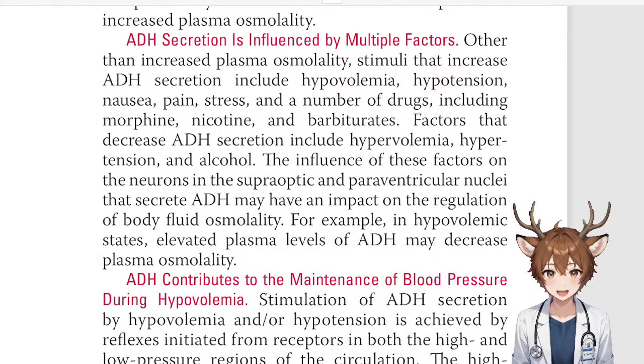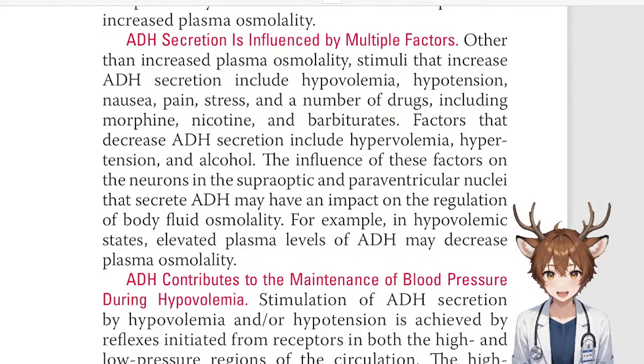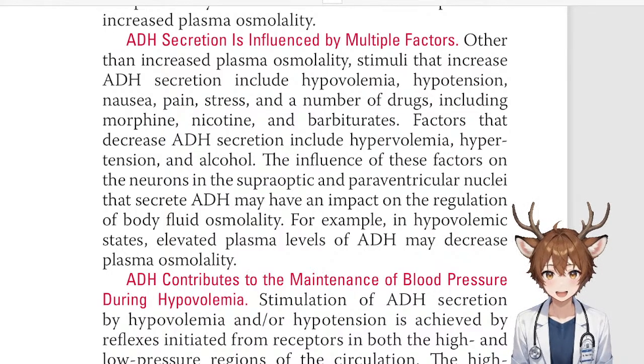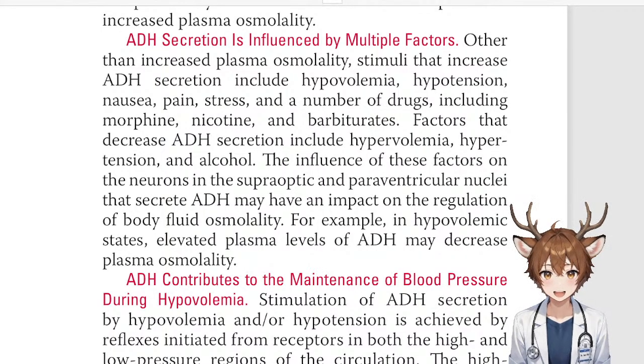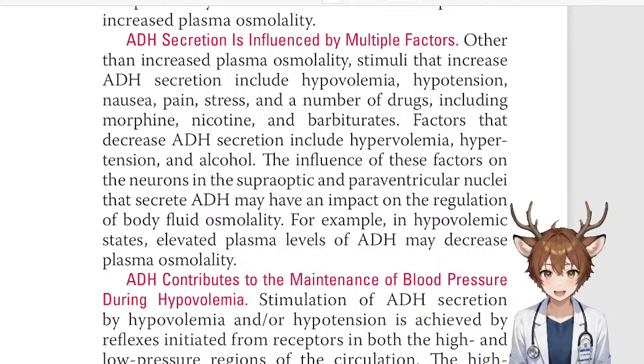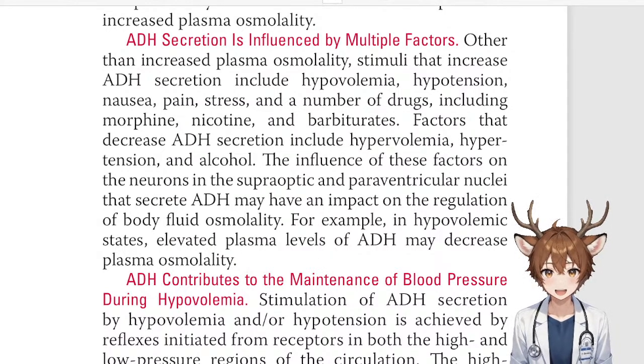ADH secretion is influenced by multiple factors. Other than increased plasma osmolality, stimuli that increase ADH secretion include hypovolemia, hypotension, nausea, pain, stress, and a number of drugs including morphine, nicotine, and barbiturates. So factors that decrease ADH secretion include hypervolemia, hypertension, and alcohol. The influence of these factors on neurons in the supraoptic and paraventricular nuclei that secrete ADH may have an impact on the regulation of body fluid osmolality.